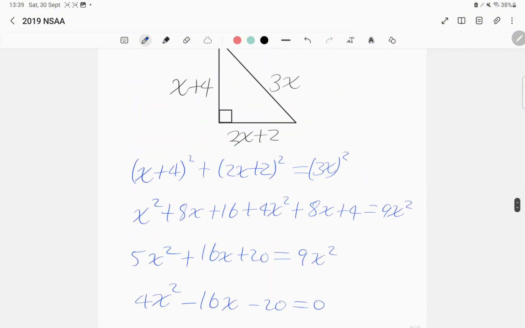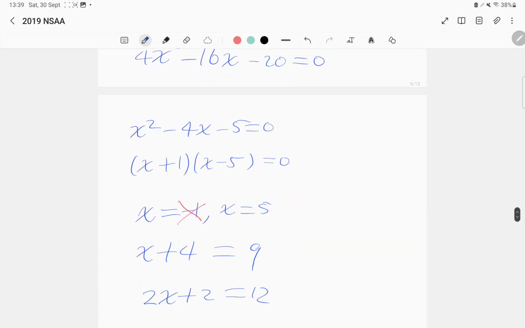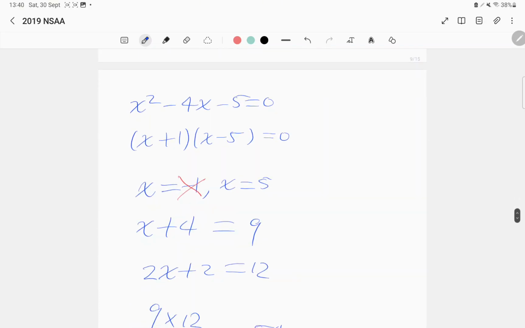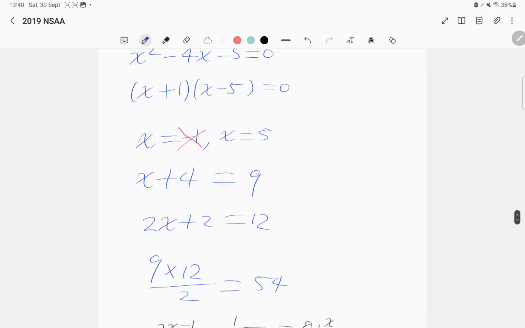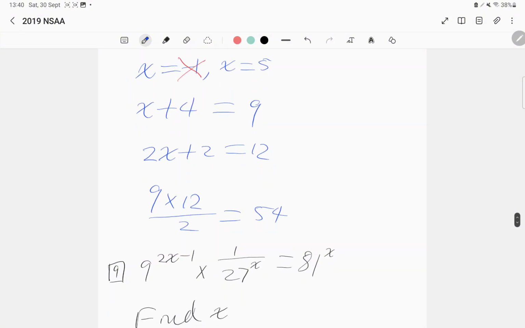However, x cannot equal -1 because that would make 3x negative 3, and a distance cannot be negative. Therefore x equals 5 only. x + 4 therefore equals 9, and 2x + 2 therefore equals 12. 9 times 12 over 2 equals 54, and that is the answer.